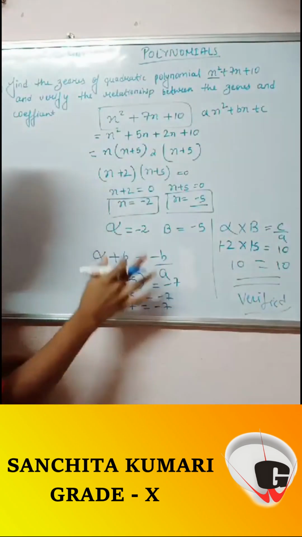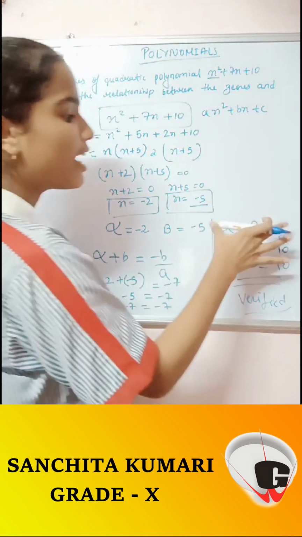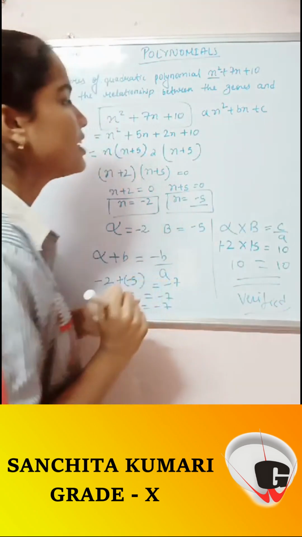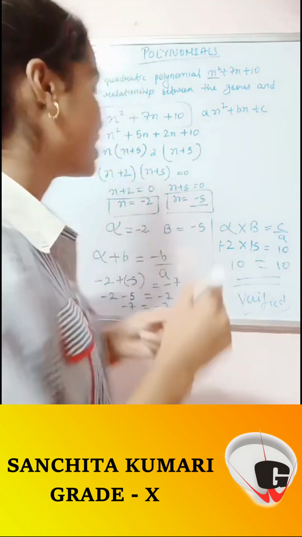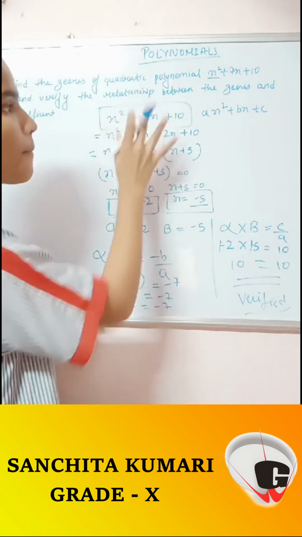Means alpha plus beta equals minus b by a, and alpha into beta equals c by a. That means it is verified, and we have found these two zeros of this polynomial.